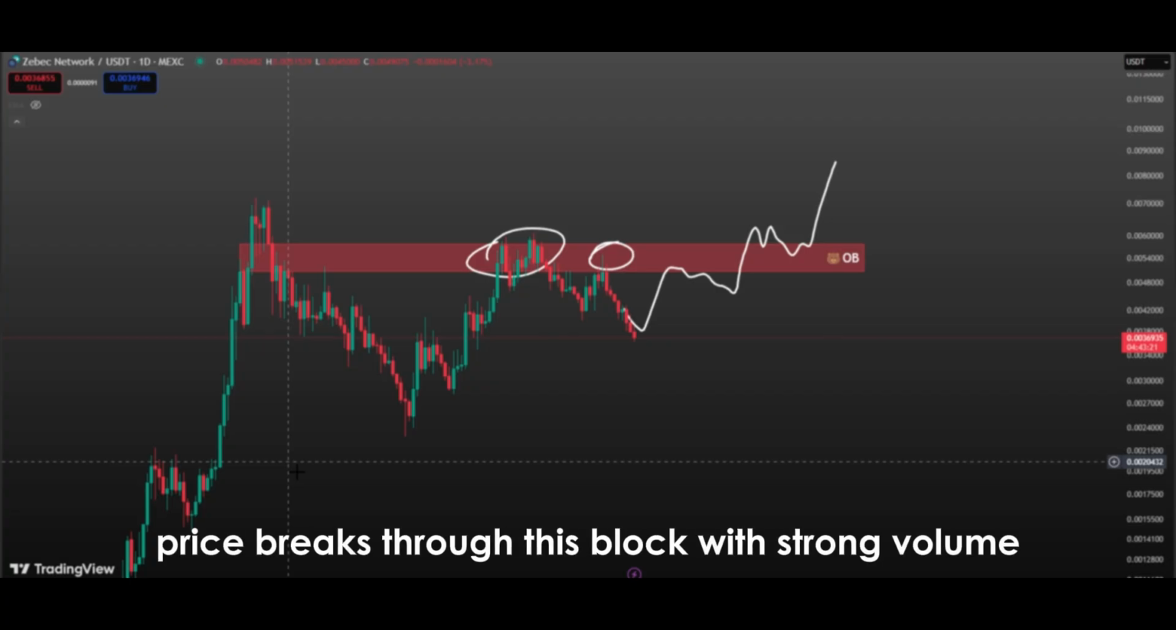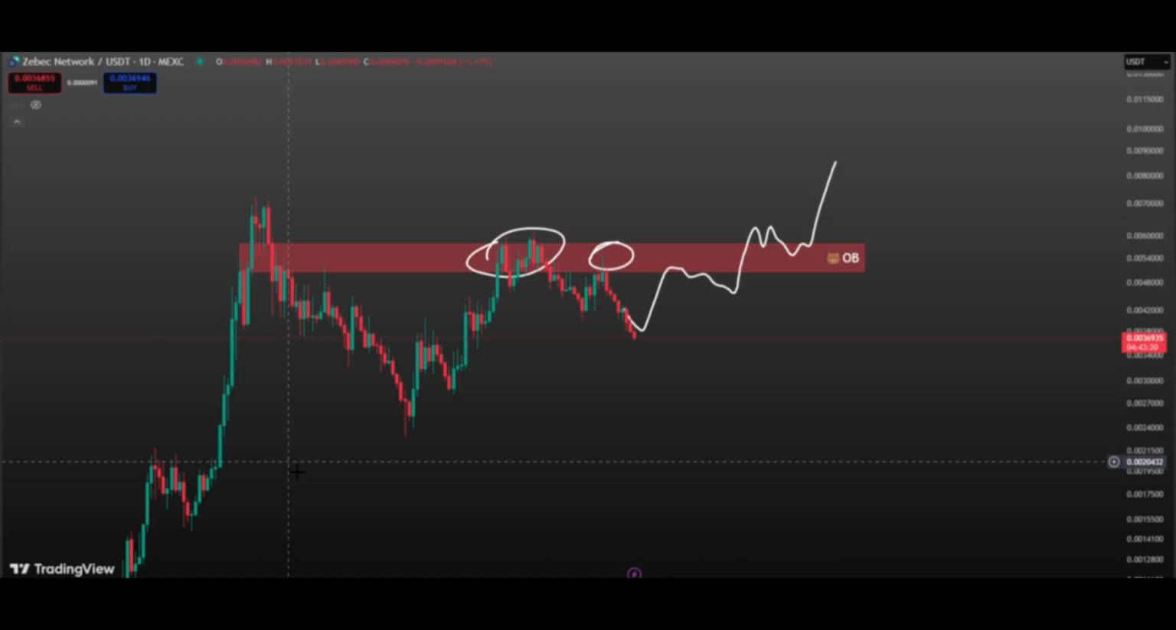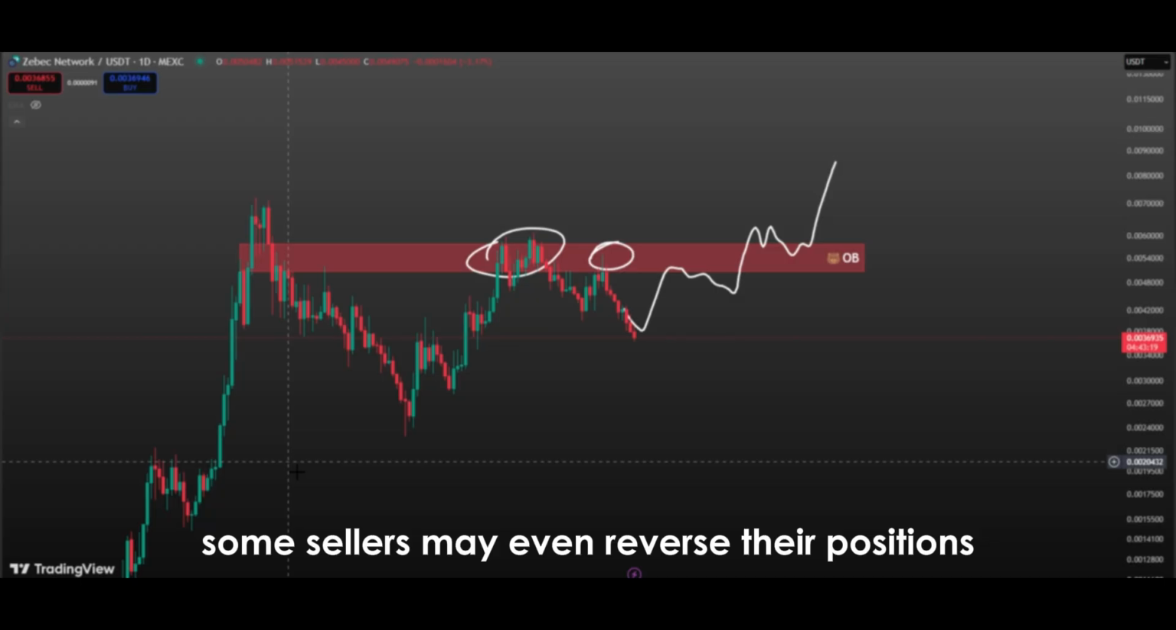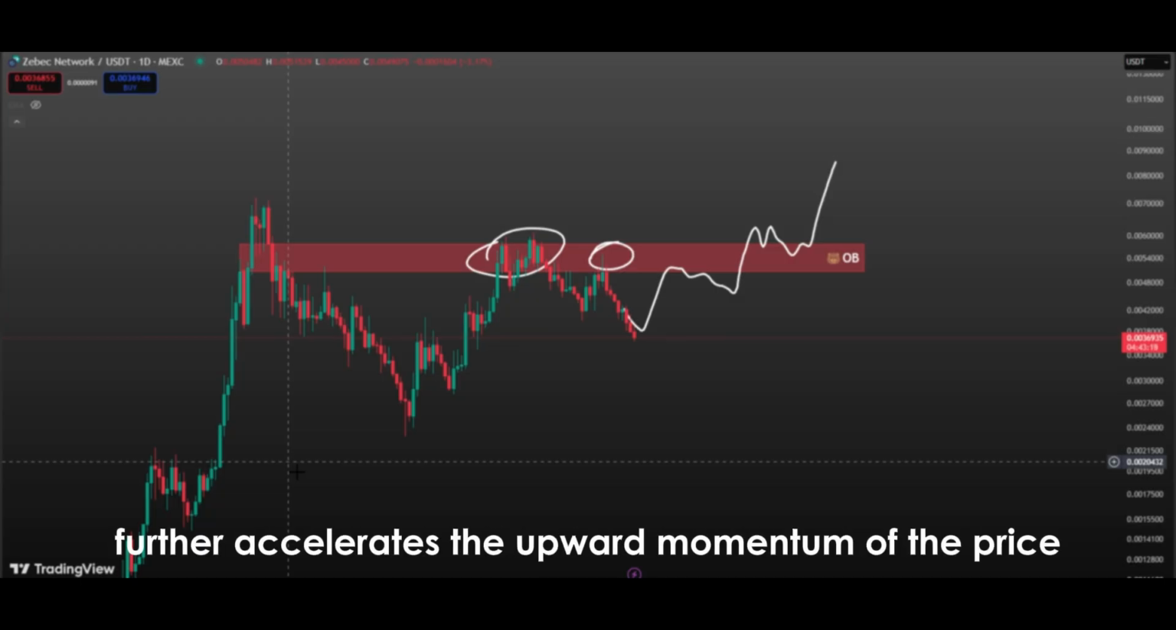If the price breaks through this block with strong volume, most sellers will be forced out of the game, and the way will open for buyers. Some sellers may even reverse their positions to cover their losses by buying instead. This situation further accelerates the upward momentum of the price.